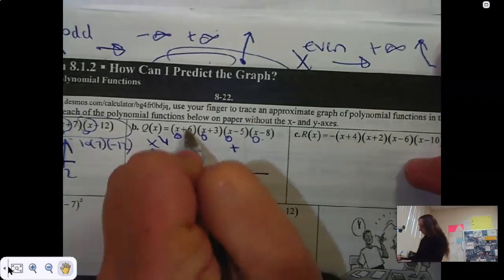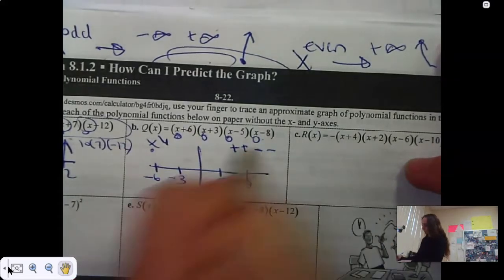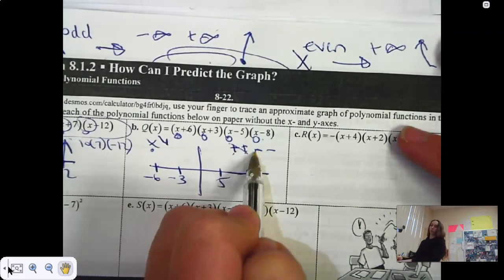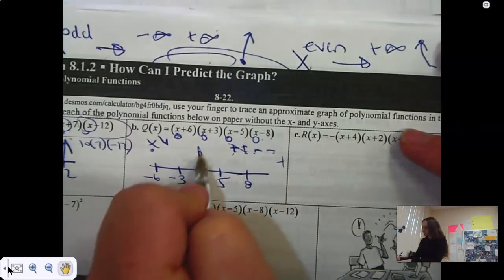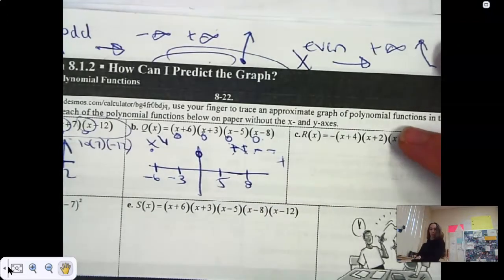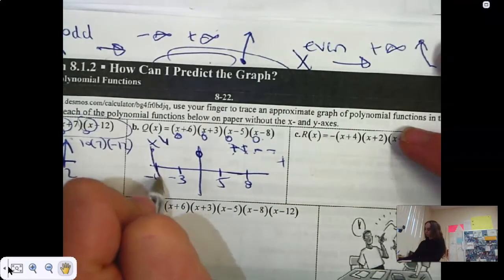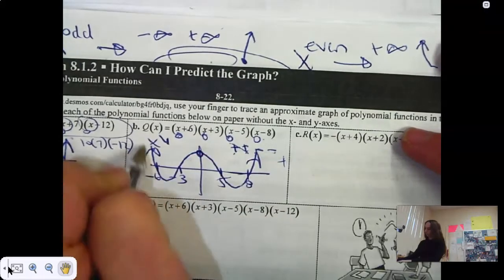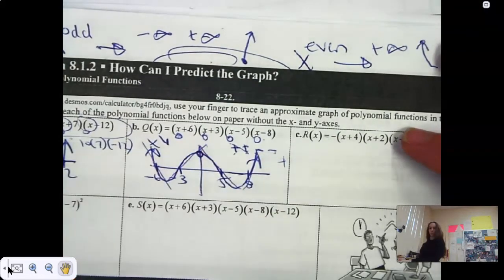This is a positive, that's a positive, that's a negative, and that's a negative. Positive times a positive is a positive, times a negative is a negative, times a negative is a positive. So the y-intercept will be somewhere up here. Okay? So 1, 2, 3, 4. 1, 2, 3, 4. That works out.